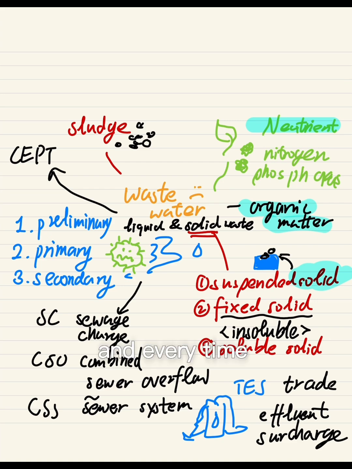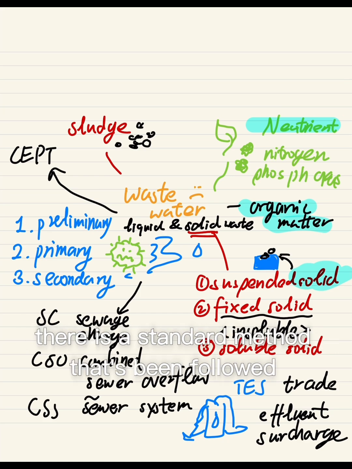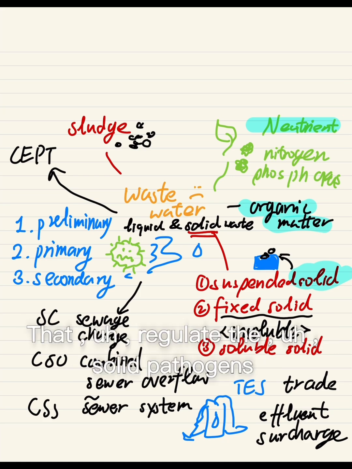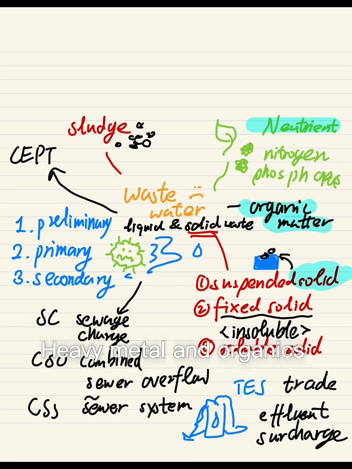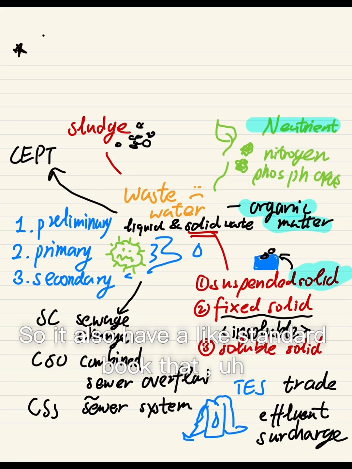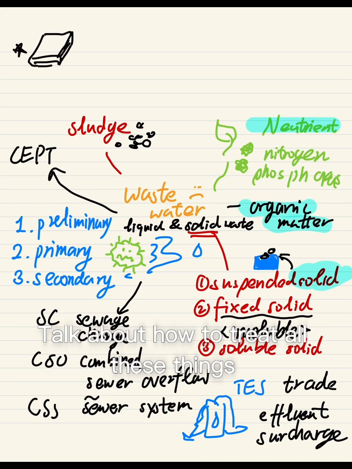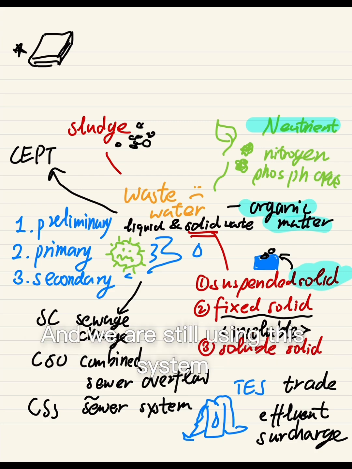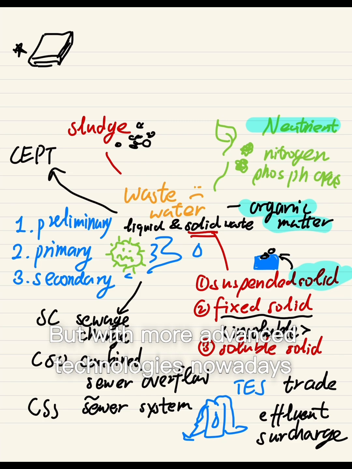Every time we're talking about wastewater treatment, there's a standard method that's followed, which regulates solids, pathogens, heavy metals, and organics from time to time. There's also a standard book that talks about how to treat all these things. So it's quite a well-rounded topic. It has existed for almost 100 years. Overall, it is a good system, and we are still using it, but with more advanced technologies nowadays.